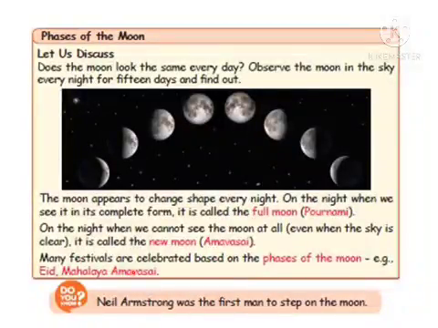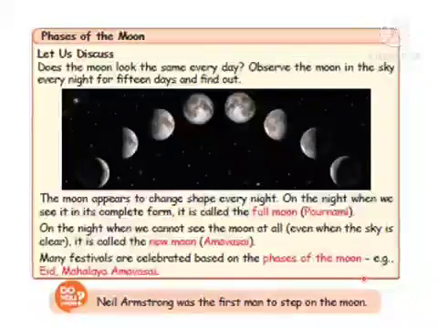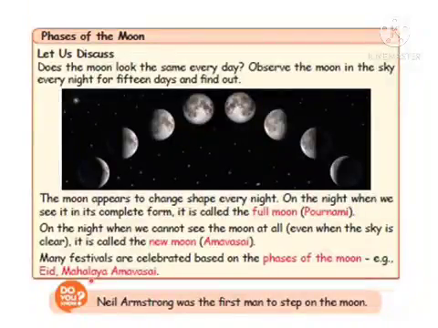Many festivals are celebrated based on the phases of the moon. Example, Eid, Mahalaya Amavasai. I repeat, if you look at the many shapes of the moon every day, is the moon in the same shape? Look at the moon for 15 days. The moon is definitely not likely to look the next day like it was one day. Its shape is constantly changing every day.